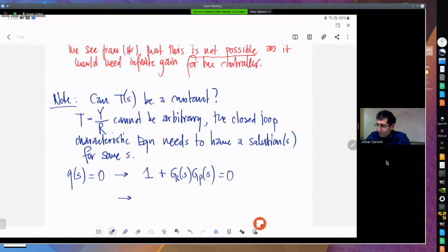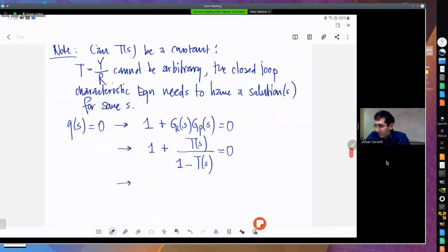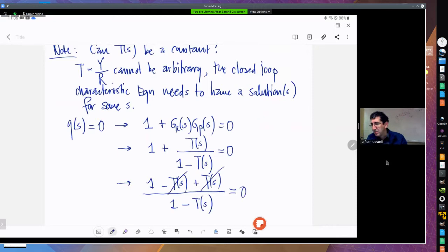Okay? And if we write this down, this is 1 plus T of s over 1 minus T of s is equal to 0. Okay? So that means simply 1 minus T of s plus T of s over 1 minus T of s is equal to 0. Now T of s is cancelled out in the numerator. Now if T of s is a constant, this equation doesn't have any solution.